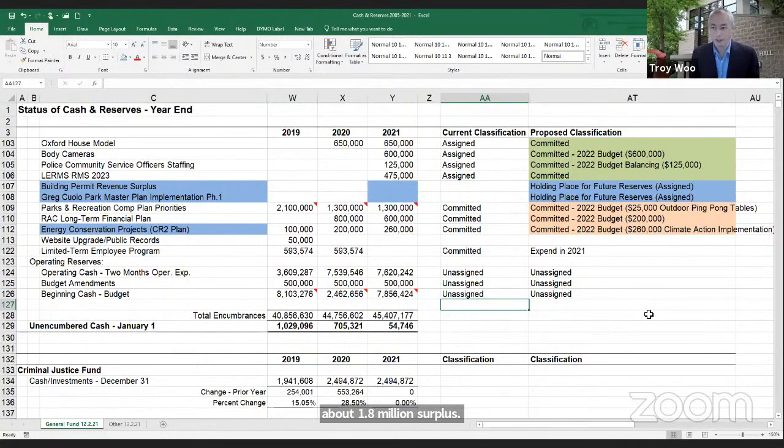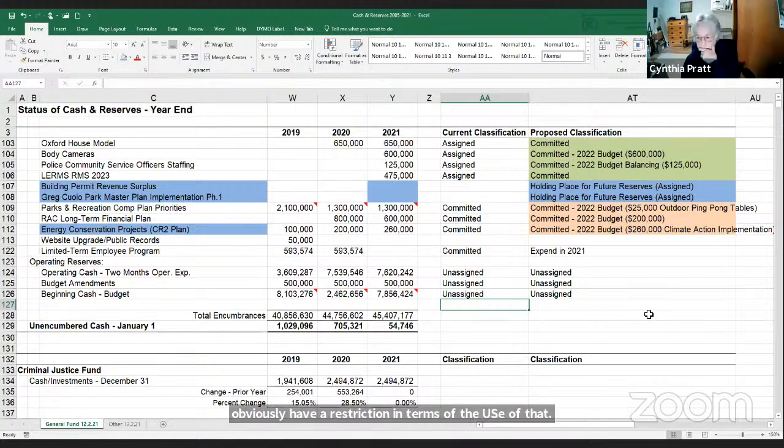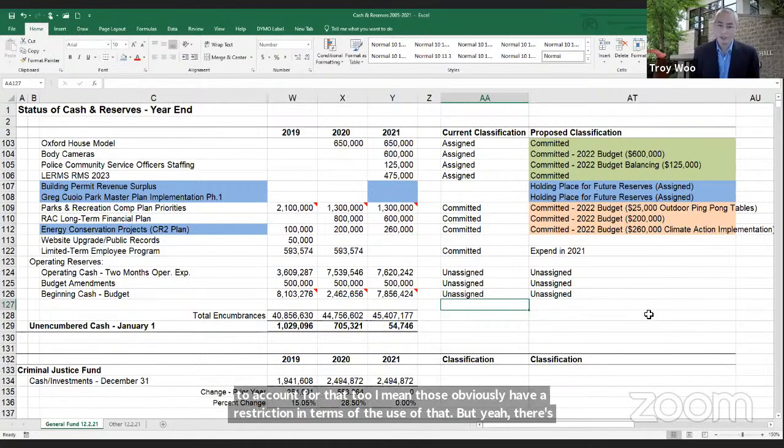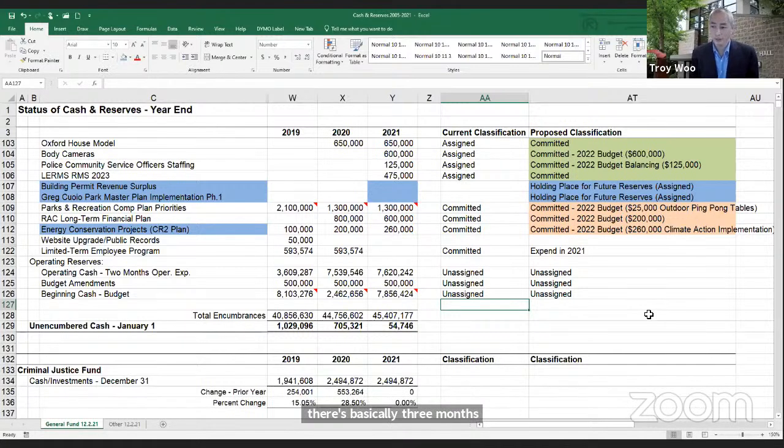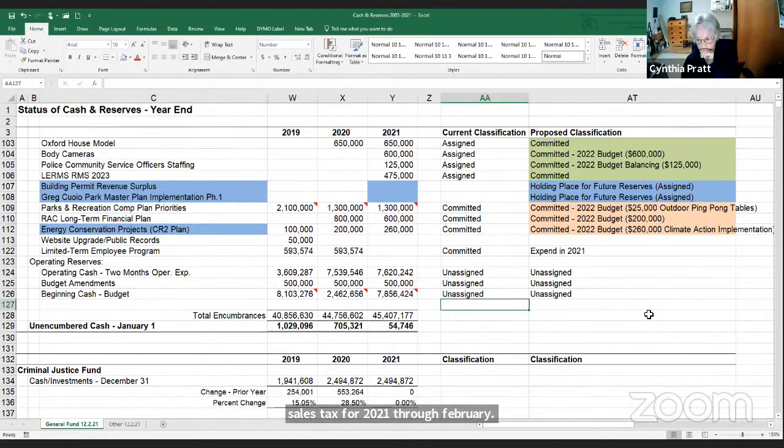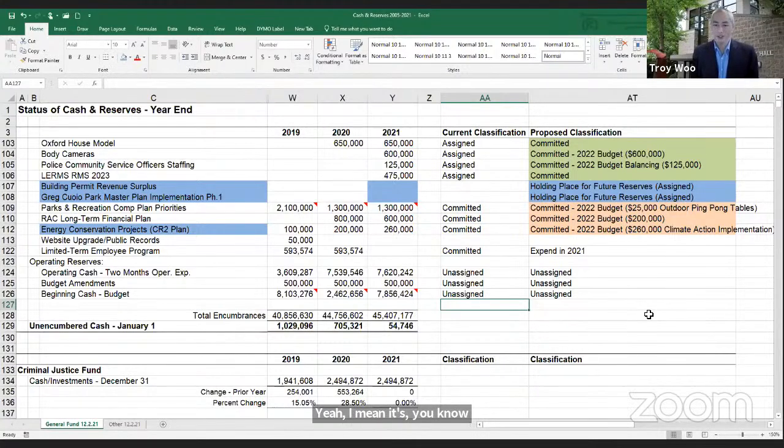There's some moving parts in there too, with the ARPA funds sitting in there, so I'm trying to account for that too. Those obviously have a restriction in terms of the use. But yeah, there's basically 3 months left in the sales tax year. We'll continue to receive that sales tax for 2021 through February. Obviously I've never made promises to the council about what that number will be. I'm not about to do that now.